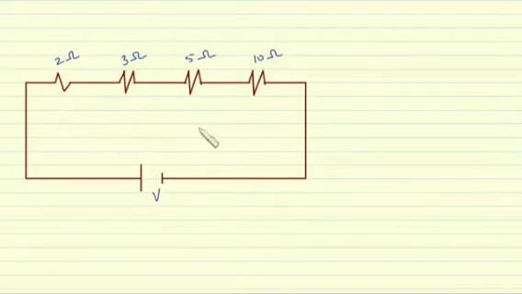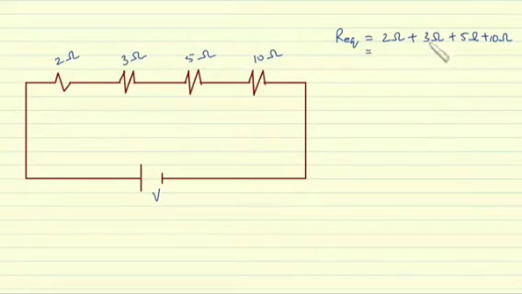Now what will be the effective resistance, or the equivalent resistance of this? R equivalent will be equal to the sum of all these resistors. So it is 2 ohm plus 3 ohm plus 5 ohm plus 10 ohm, which will be equal to 3 plus 2 is 5, 5 plus 5 is 10, 10 plus 10 is 20 ohm. Again the answer is 20 ohm.